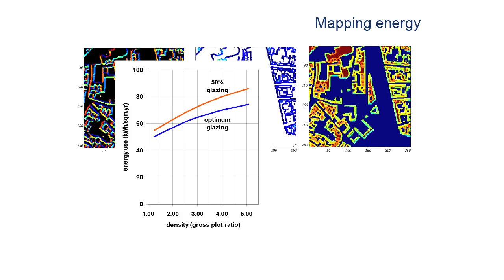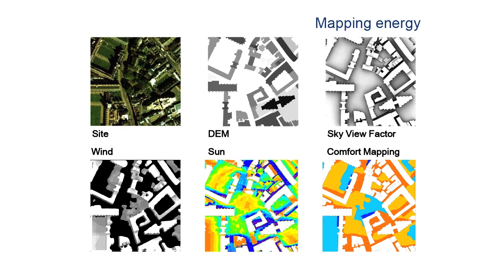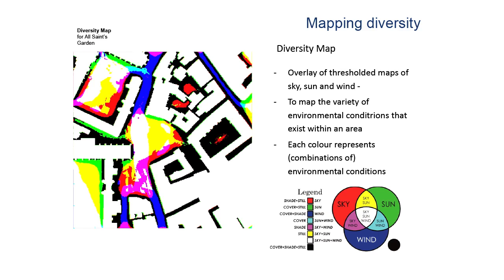So we carried on developing mapping techniques for looking at various simplified climatic parameters, which included wind and solar radiation and temperature variation. And we realized quite quickly that you could then map thermal comfort outdoors using these kinds of parameters. And we started exploring ways of mapping comfort and then creating what we call a kind of diversity map of the different conditions you find in an urban environment.